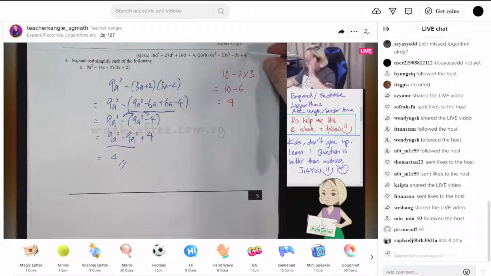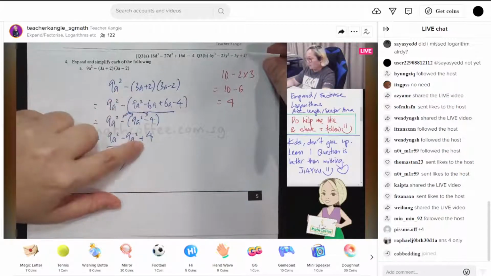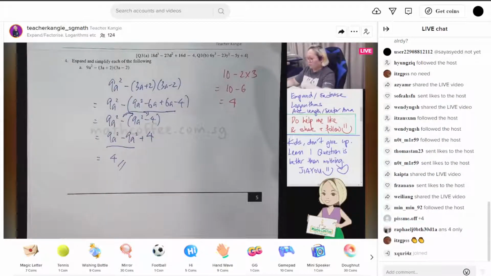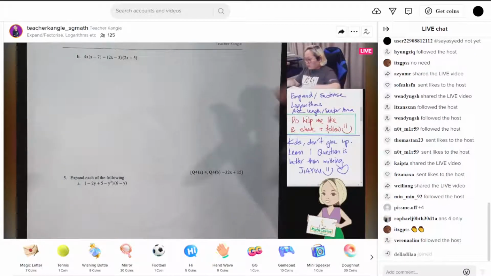Okay, so this one, every time remember, when you're doing subtraction, yes, the plus 4 is very important. If you never put a bracket, you will continue to put minus 4. Then you'll be wrong already. And that's the common mistake that students always make. Okay, now let's move on.